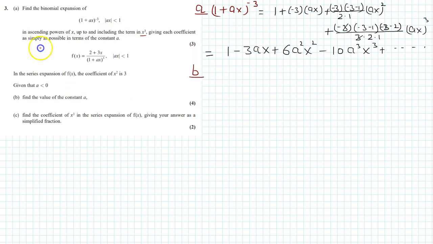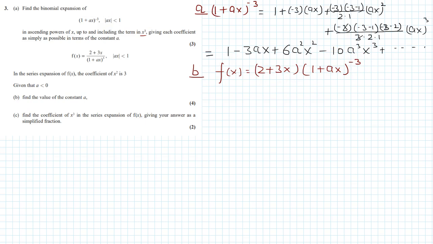Part B. f(x) is equal to (2 plus 3x) over (1 plus ax) to the power 3. In the series expansion of f(x), the coefficient of x square is 3 and a is less than 0. Find the value of the constant a. So we have to expand it. So f(x) is equal to 2 plus 3x multiplied by (1 plus ax) to the power minus 3.